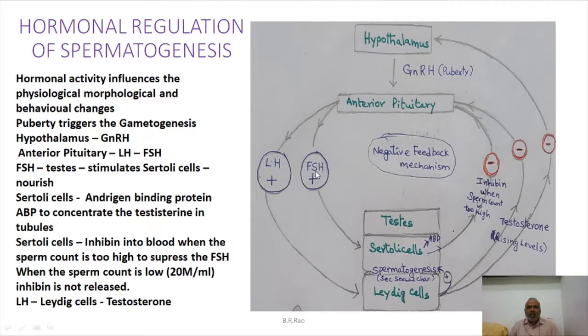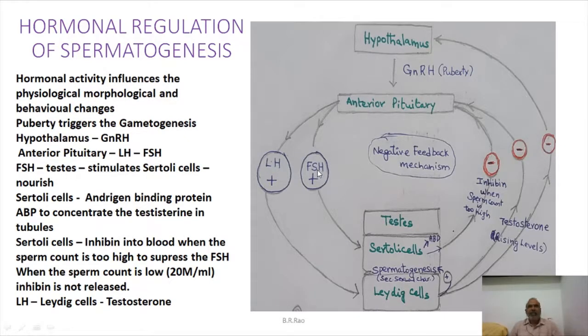What is the role of FSH? This is very important. The anterior pituitary secretes follicle stimulating hormone. But you know very well there are no follicles in the case of the male. Instead of stimulating follicles here, you need to understand the adjacent cells.